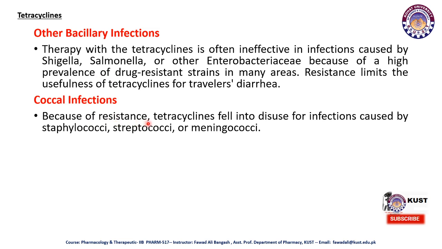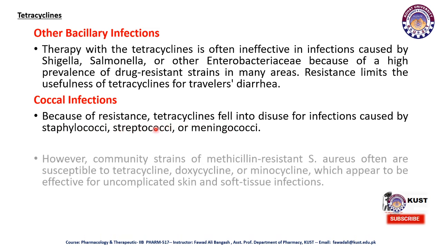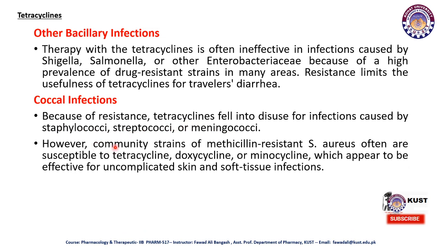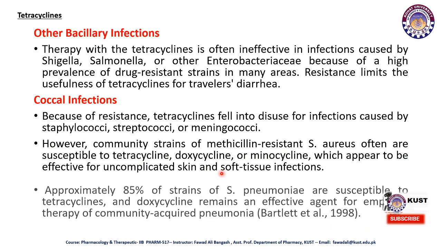Coccal infection. Because of resistance, tetracycline fell into disuse for infections caused by staphylococci, streptococci, and meningococci, because they have developed resistance against it. However, community strains of methicillin-resistant Staphylococcus aureus are often susceptible to tetracycline, doxycycline, and minocycline, which appear to be effective for uncomplicated skin and soft tissue infections.